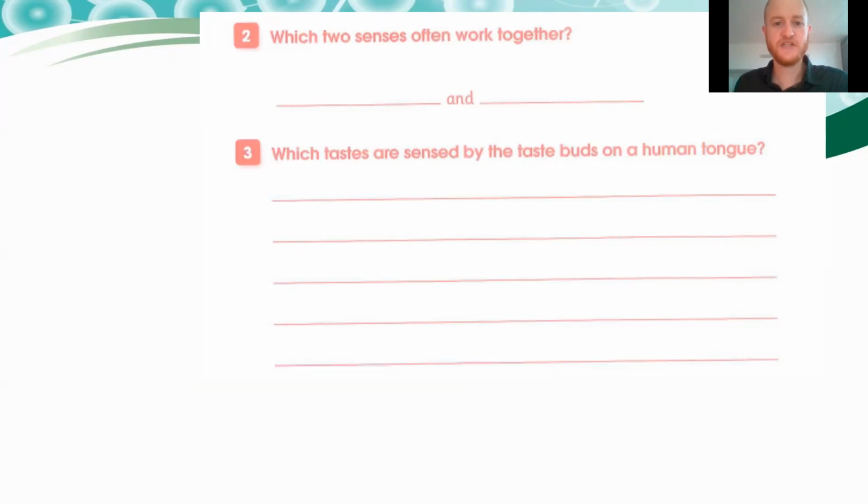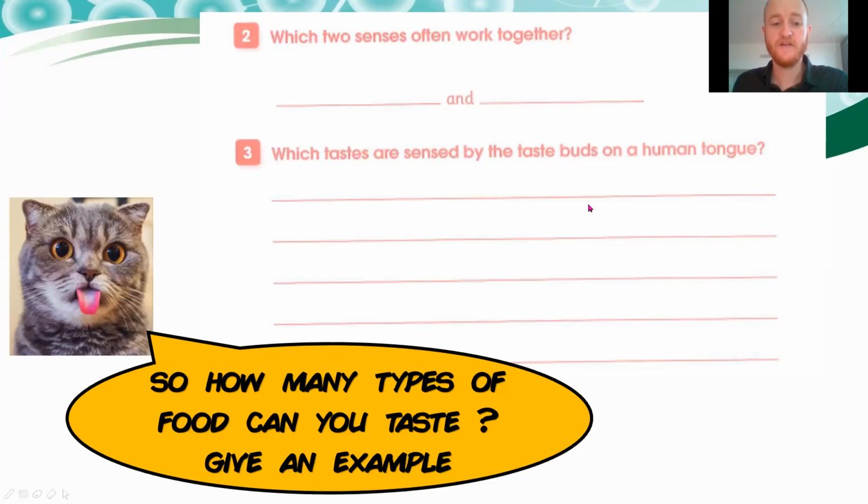And 3, which tastes are sensed by the taste buds on a human tongue? We saw how many there were, how many types of food you can taste, and I want you to give me an example. Okay, so you do this before going to the next step. You can pause this video now and do this exercise. This should take 3 minutes for this page.